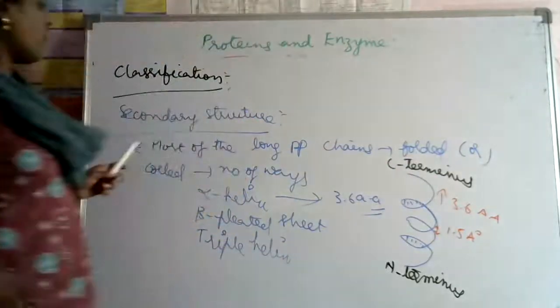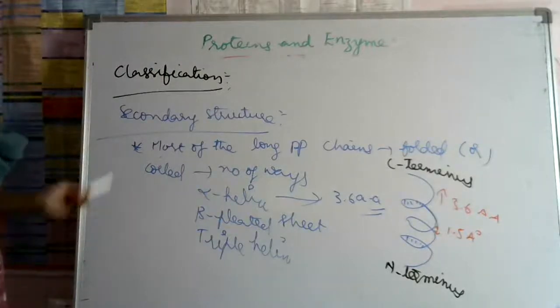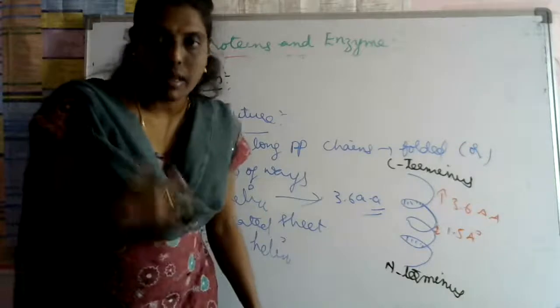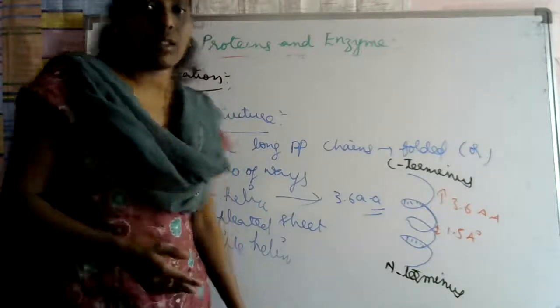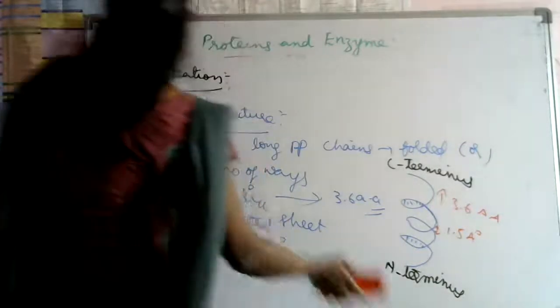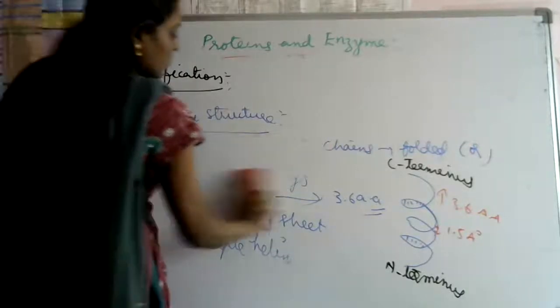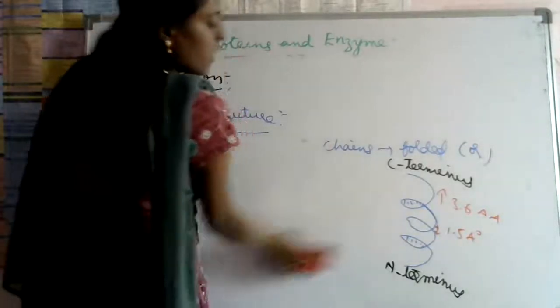Let's see the beta pleated sheet. How the amino acids are arranged in the beta pleated sheets. This is the alpha helix.